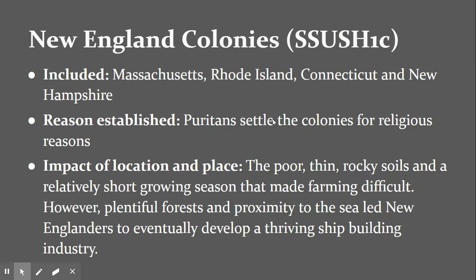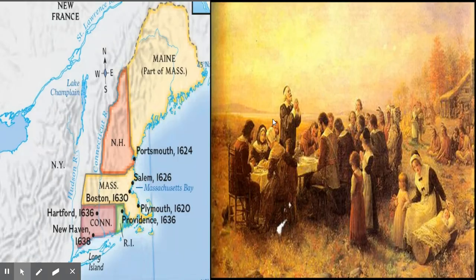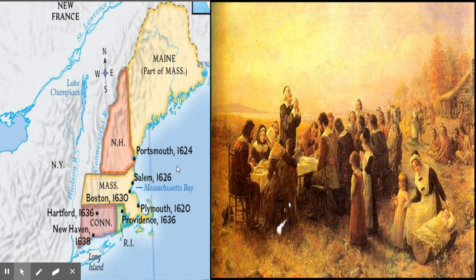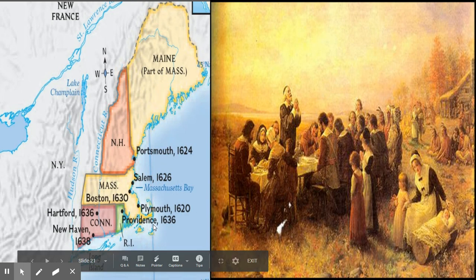Okay, so the New England colonies is going to include Massachusetts, Rhode Island, Connecticut, and New Hampshire. We'll go back to that and you can see them right here. If you're a true Southerner, you would know that these are like the city slickers of the North. This is where your big cities are going to be built. You need to understand that these are also going to become your biggest port cities.